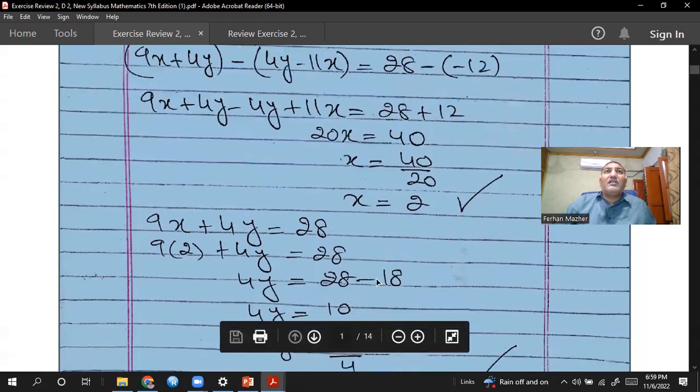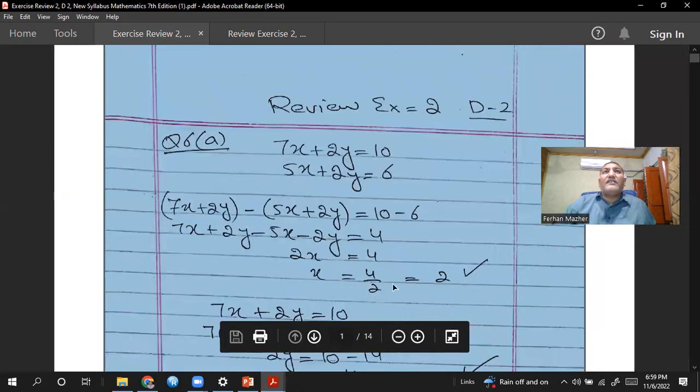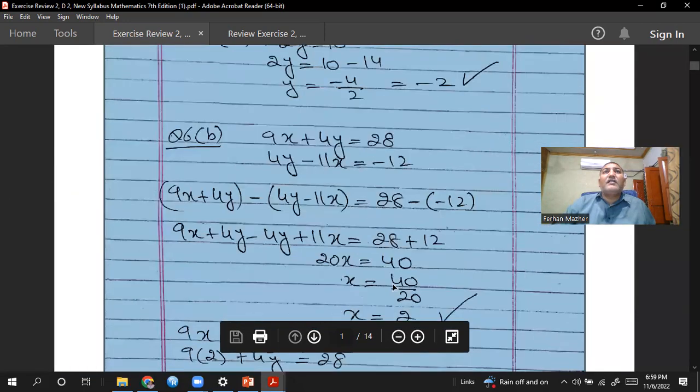So that is question number 6 B part. Let me reduce the size a little bit so you can see.